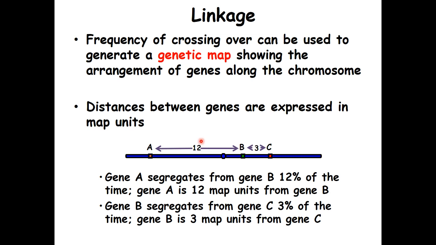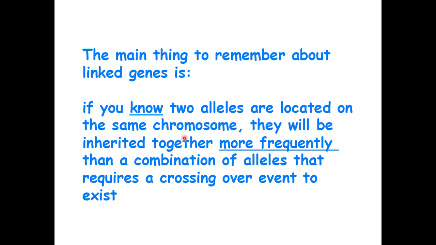And it's also called 12 map units, okay? So this is the same thing: 12 map units, 12% chance of segregating, 12% chance of crossing over, they're all the same thing. Now, between B and C, there's only 3 map units distance. That means they're closer together. Lower chance of crossing over, 3%. Lower chance of segregating. Can you see that? So let's play a game.